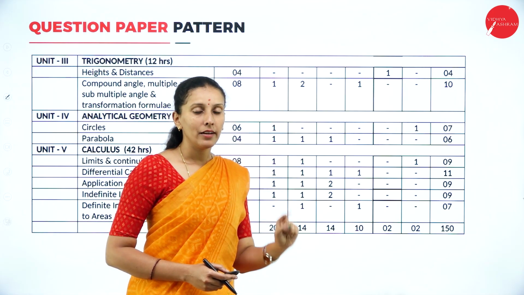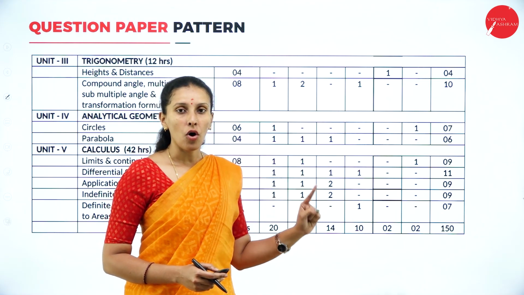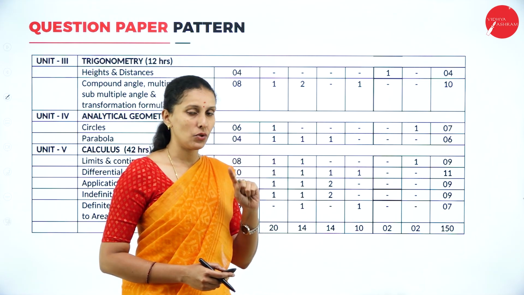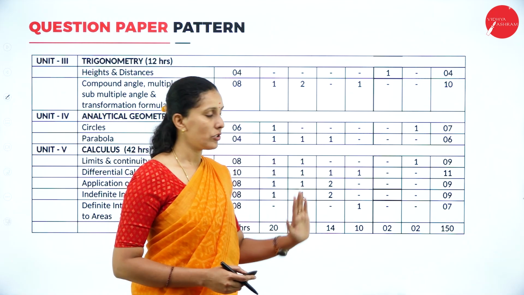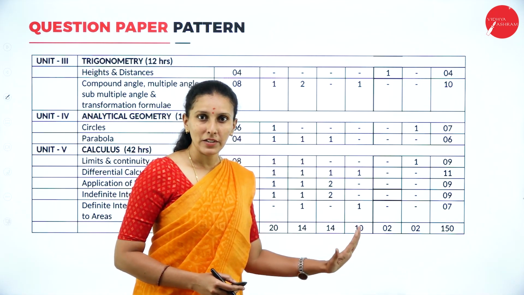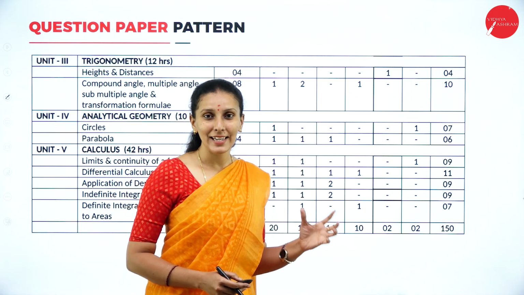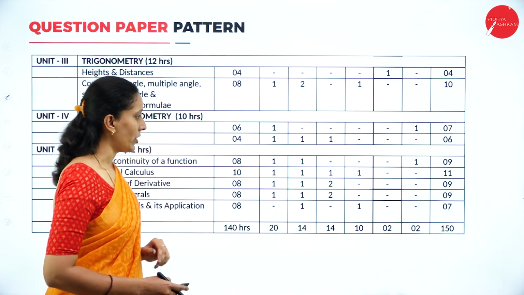So either you can attend binomial theorem or you can attend heights and distances. So you can choose one 4 mark question. So here also, except these two chapters, no need to study any other chapters for the 4 mark question.